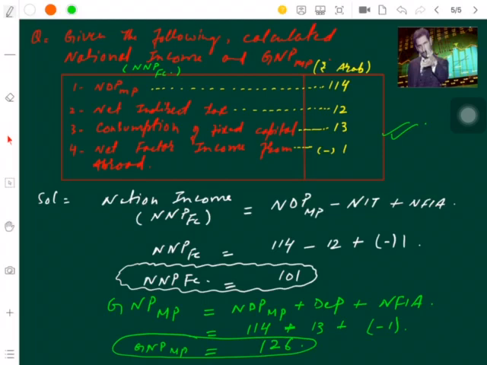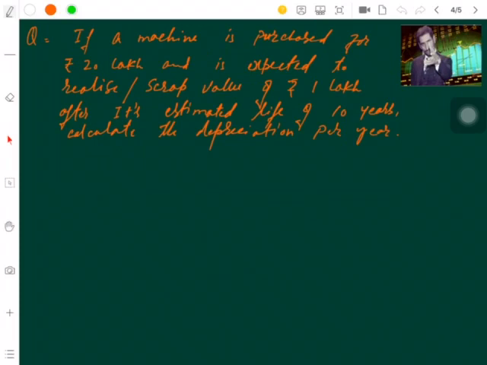For you people, I'll do one more thing. I'll give you a question on depreciation, because depreciation is something which is asked time and again. So we will understand this depreciation part first. We have a question here which is saying, if a machine is purchased for rupees 20 lakh and is expected to realize the scrap value of rupees 1 lakh after its estimated life of 10 years, calculate the depreciation per year. This is a bonus point here, how we calculate depreciation.